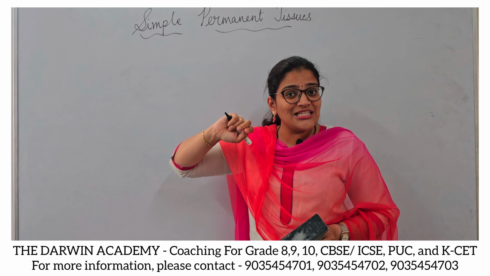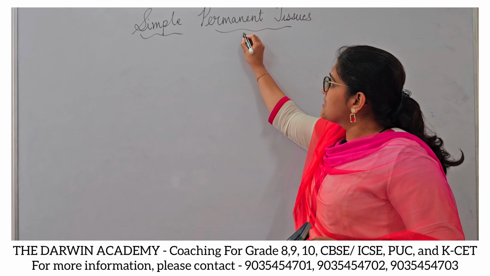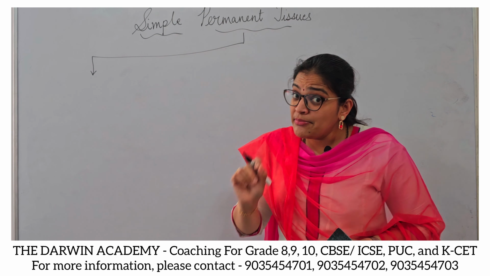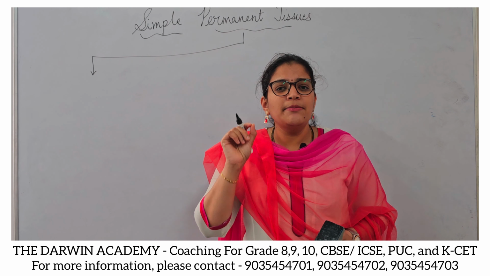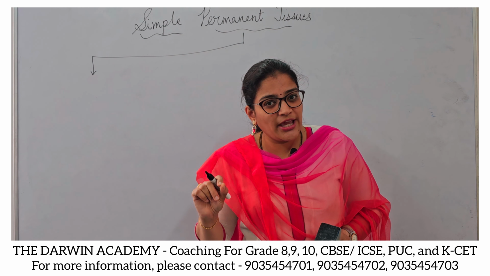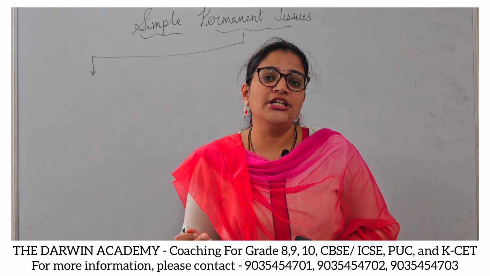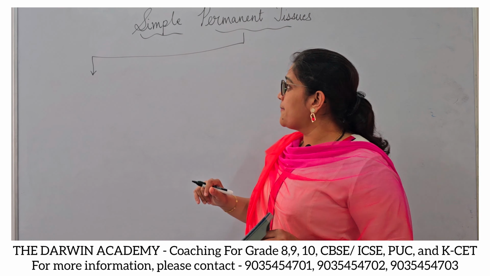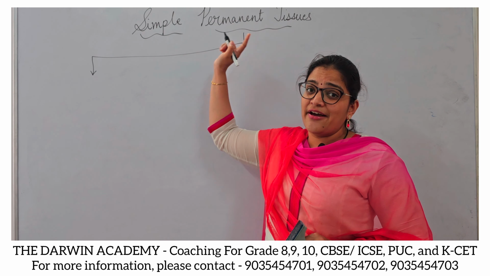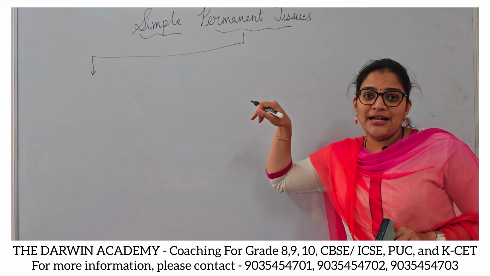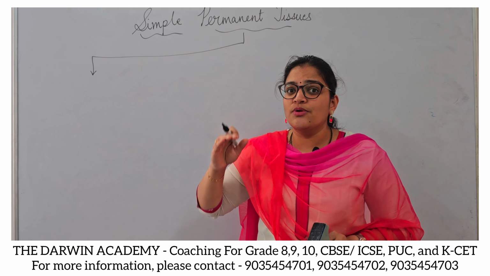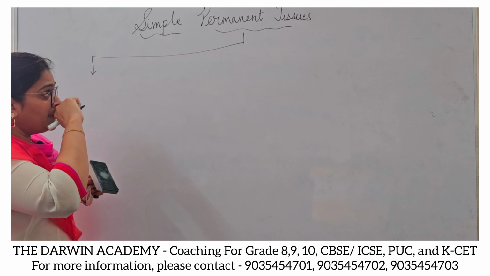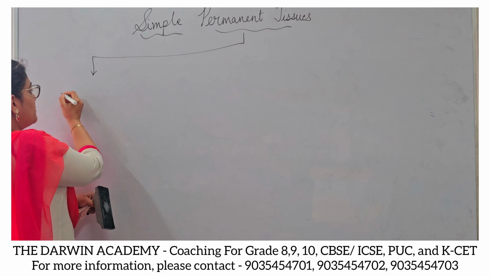So today's topic is simple permanent tissues. Under this category, we'll be looking at three types. So let me reiterate, we are looking at simple permanent tissues in plants. We also have complex permanent tissues in plants, which I'll be discussing in the upcoming videos. Simple permanent tissues have originated from a group of meristematic cells. So meristematic cells would have undergone differentiation to form permanent tissues. All right, so we will be looking at three types of simple permanent tissues.